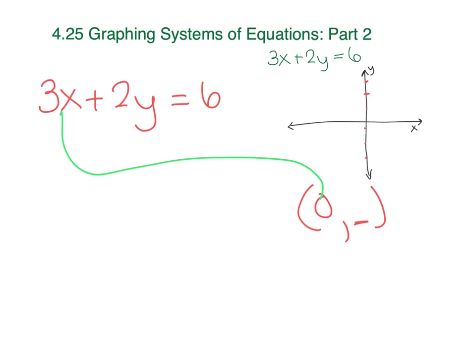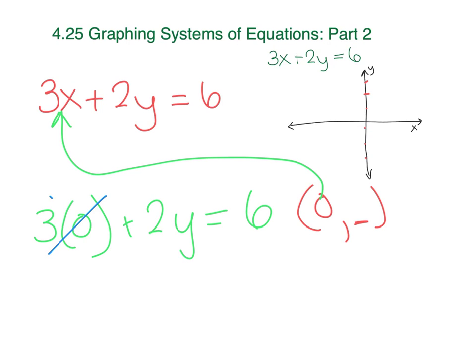Since x is going to be 0, let's make x 0. 3 times 0 plus 2y equals 6. So that left side just disappears completely because 3 times 0 is 0. So that gives me 2y equals 6. y equals 3. That's my y-intercept. This would be right about up here at positive 3.